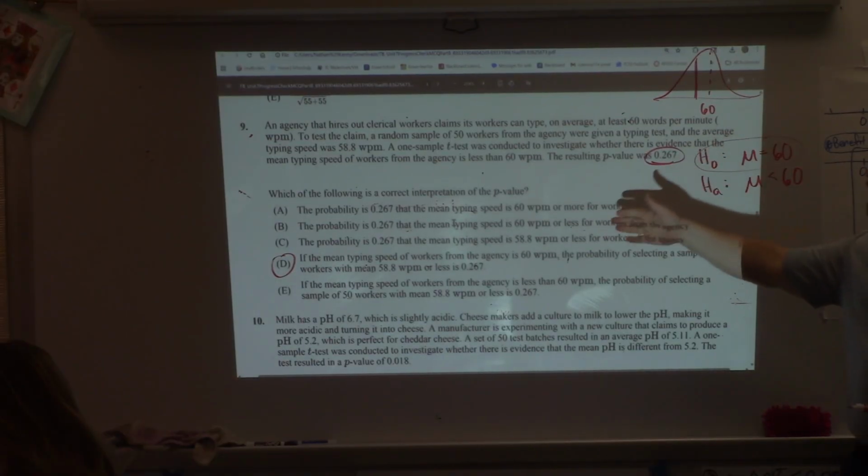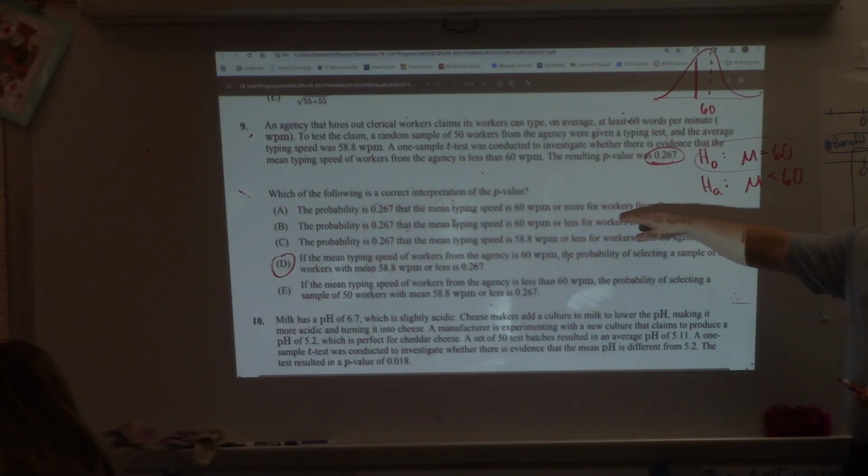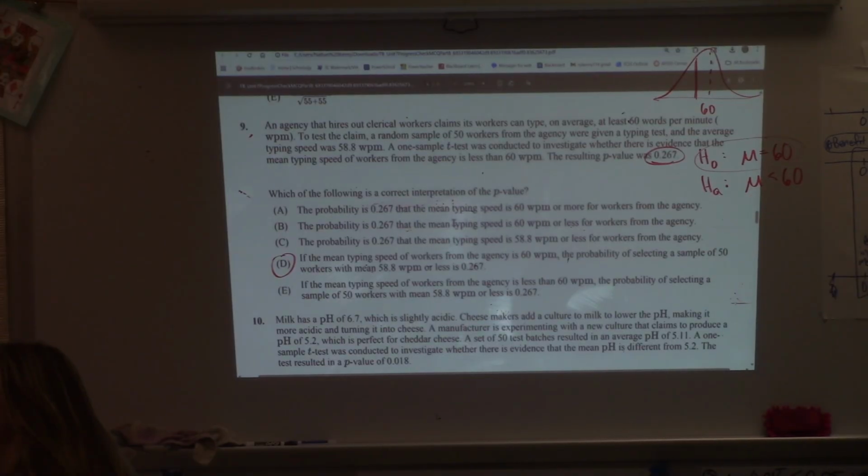And it's not that the probability is that the mean typing speed is 60 words per minute or more or less. It's assuming that that's true. What's the probability of getting our statistic or more extreme? That's what a p-value is, assuming that the null hypothesis was true. What's the likelihood of getting that or more extreme?